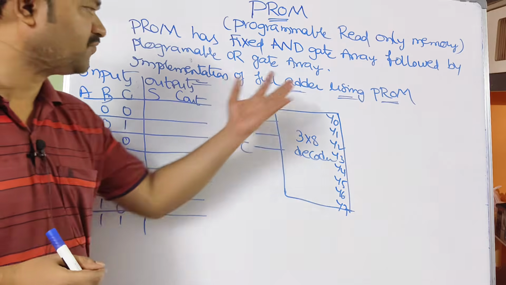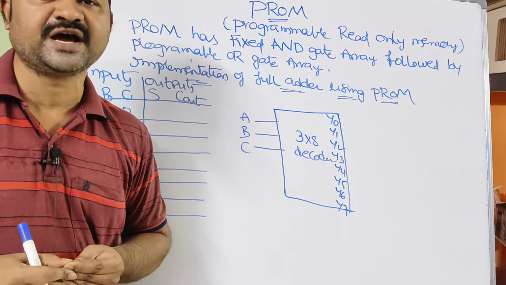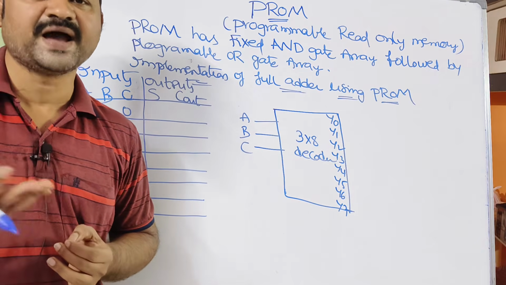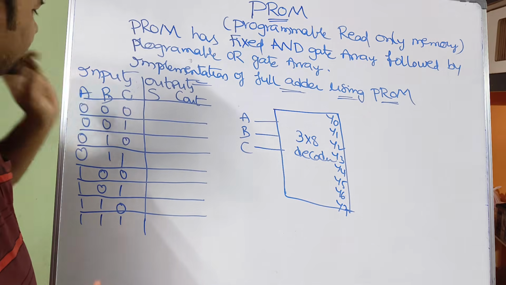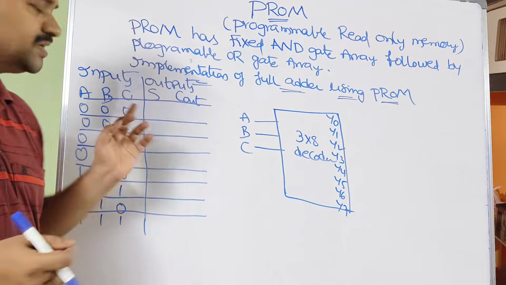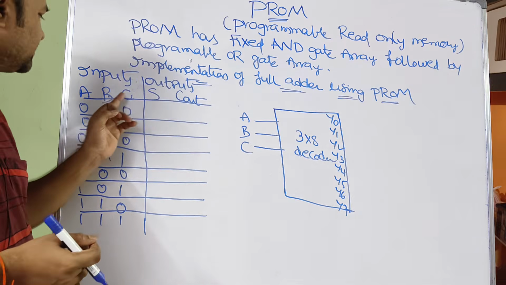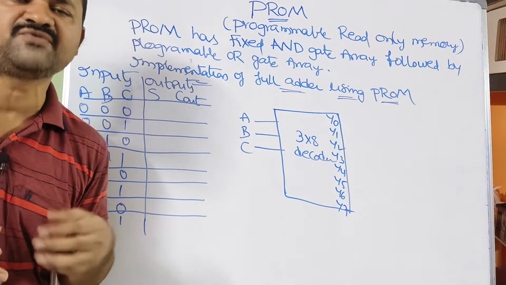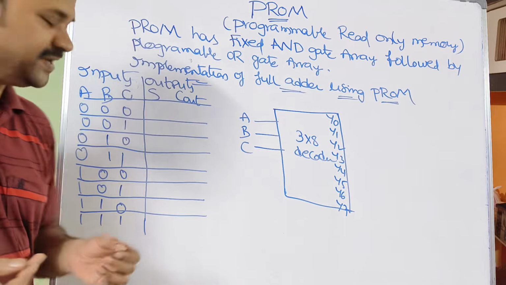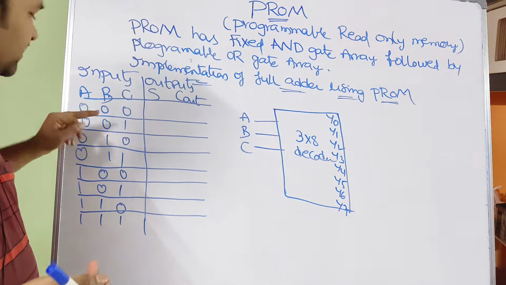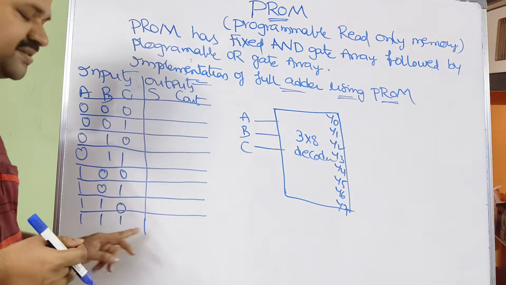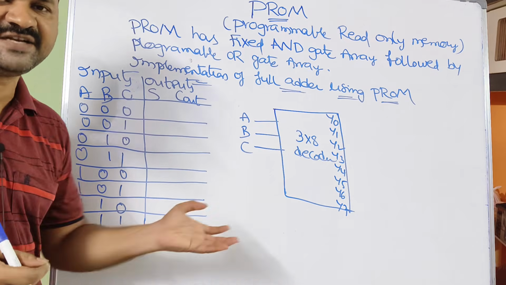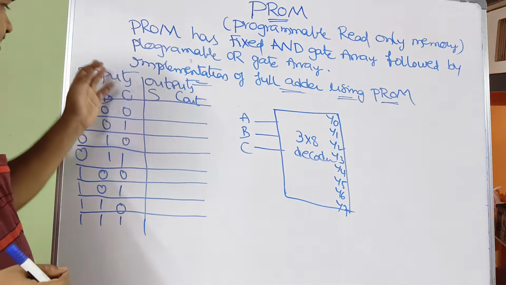We know about the full adder. It is mainly useful to add two binary numbers. Here the inputs are A, B, C, so we have 3 inputs. Totally we will have 2 power 3, that is 8 combinations from 0 to 7: decimal number 0 in binary notation, 1 in binary notation, and the last one is decimal number 7 in binary notation. And these are the inputs.